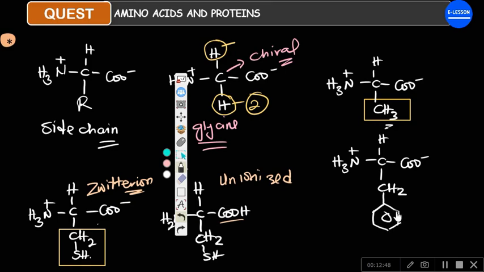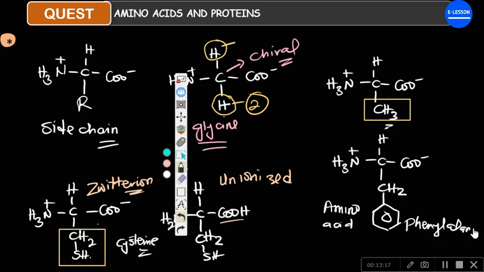Now, this structure is what we call phenylalanine. It's an aromatic amino acid. So you see that of all the amino acids that we drew, this amino acid here is what we call cysteine, or sulfur containing amino acid. This is what we call phenylalanine, also in this zwitter ionic form.